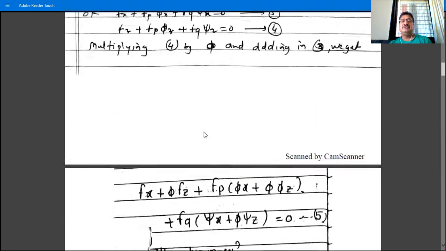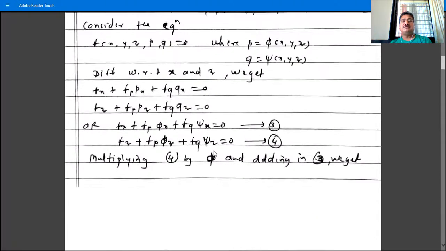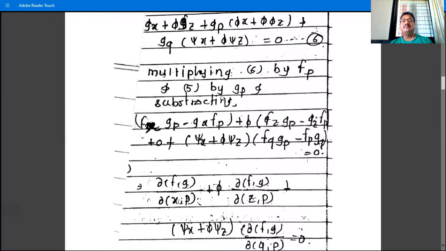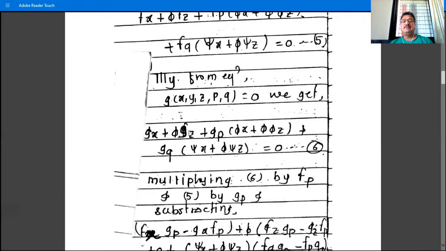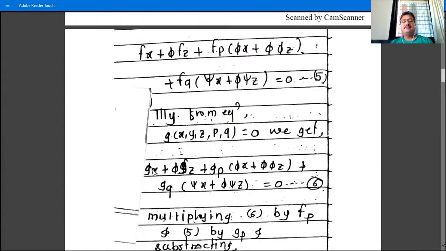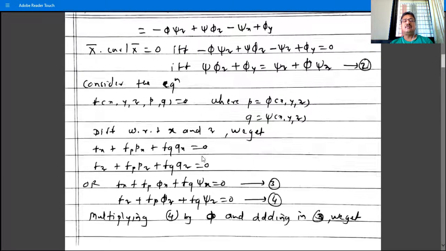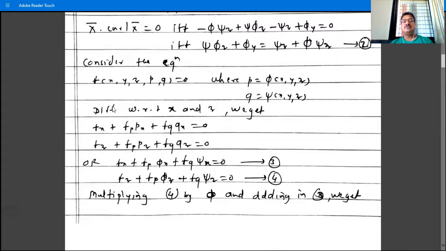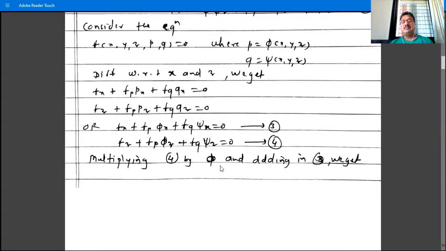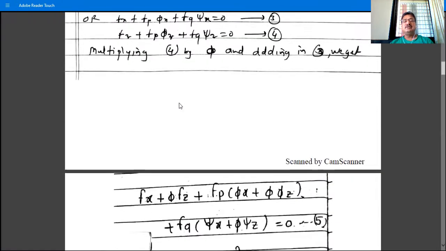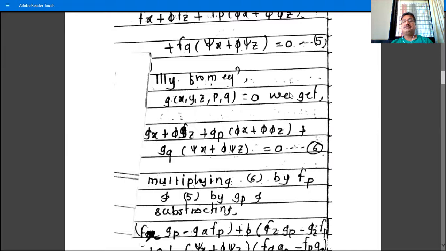Similarly, from the equation g(x,y,z) equal to 0, differentiate with respect to x and z, and by using the same procedure, we have gx plus phi gz plus gp times (phi x plus phi phi z) plus gq times (psi x plus phi psi z). That is, instead of f, take g(x,y,z,p,q) equal to 0, differentiate with respect to x and z, and then multiply equation 4 by phi and add to equation 3. So just replace f by g. By using the same procedure, we have this. Suppose it is equation number 6.